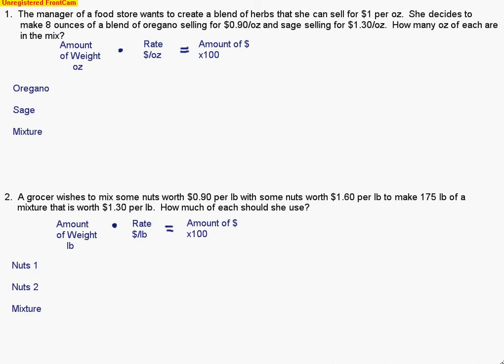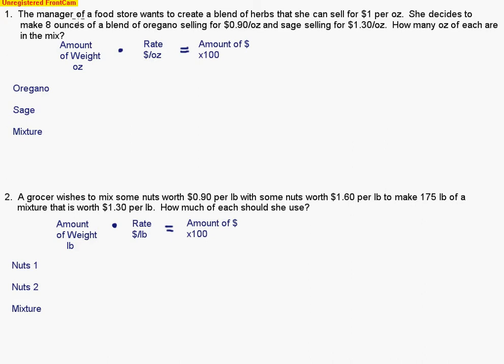These are the first two problems on handout 3A. And so these are also mixture problems, but the difference between today's and yesterday's is that the rates are not percents. The rates are dollars per ounce or dollars per pound, or usually dollars per some sort of weight. And let's take a look at the first one.